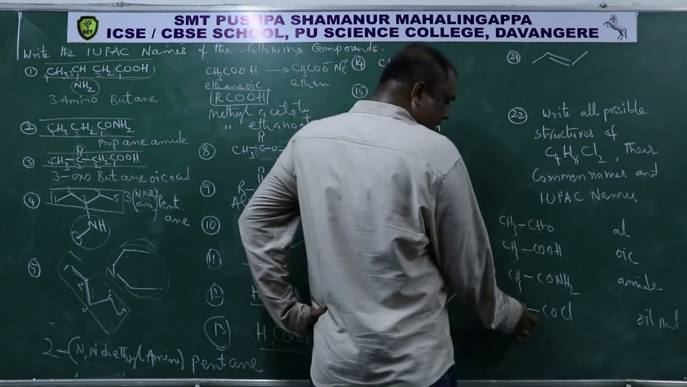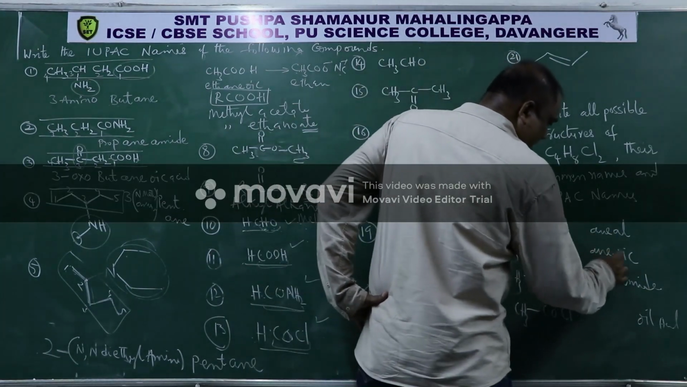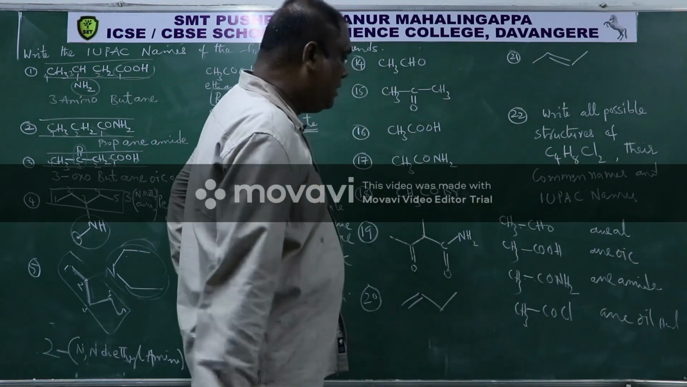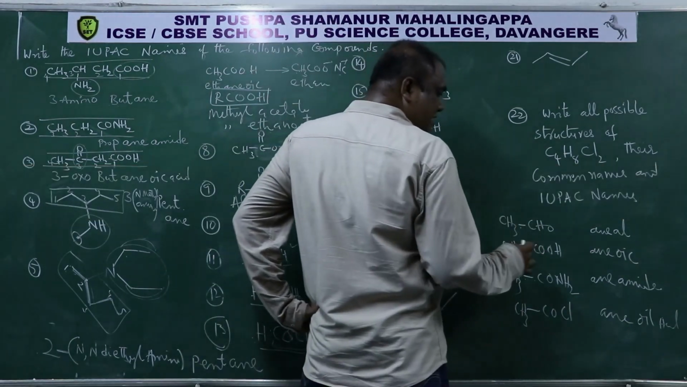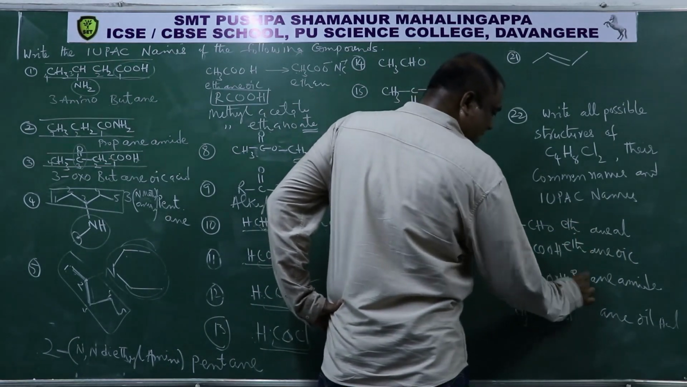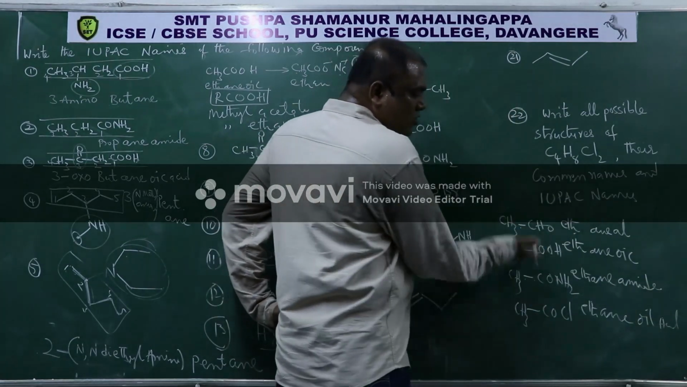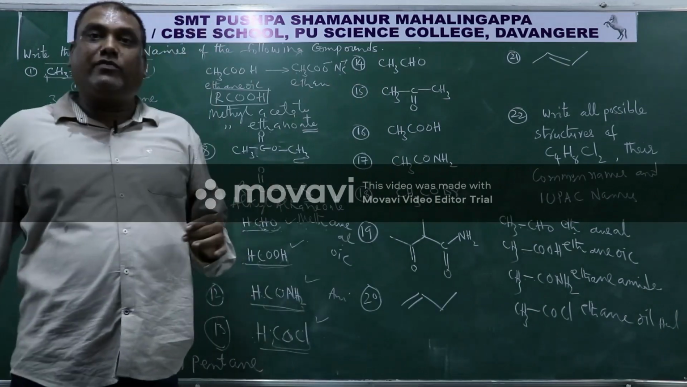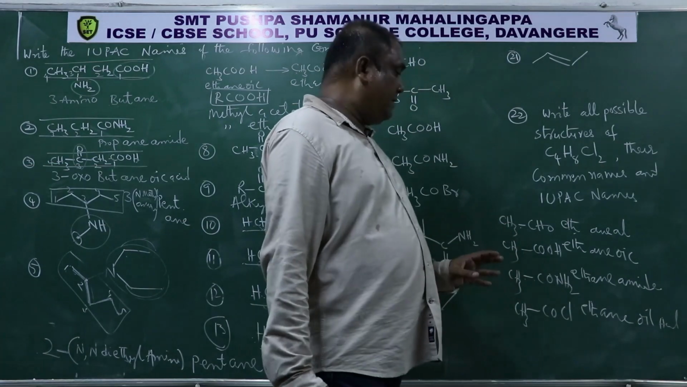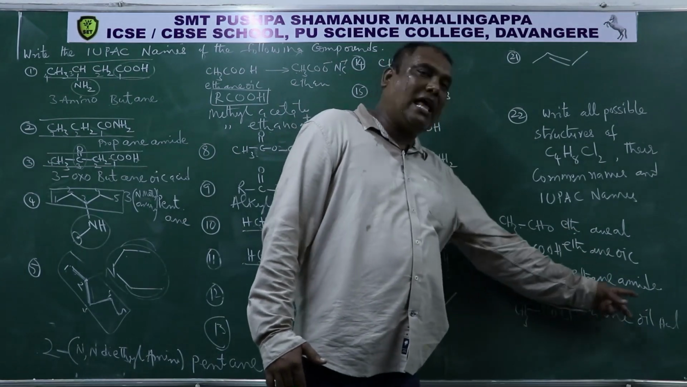Single bond in the main chain. Therefore, ane-al, ane-oic, ane-amide, ane-oyl halide. Now, two carbons are there in the main chain. Therefore, root word is eth: ethanal, ethanoic, ethanamide, ethanoyl halide. Now, in all these compounds there are no side chains. Therefore, there will be no prefix. Like this: ethanal, ethanoic acid, ethanamide, ethanoyl halide.